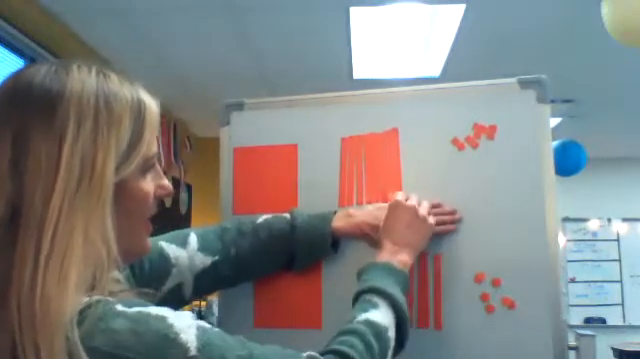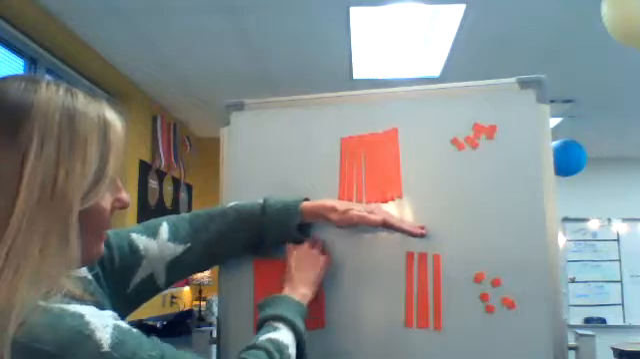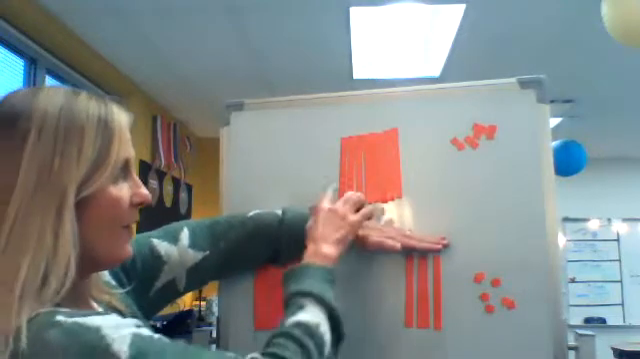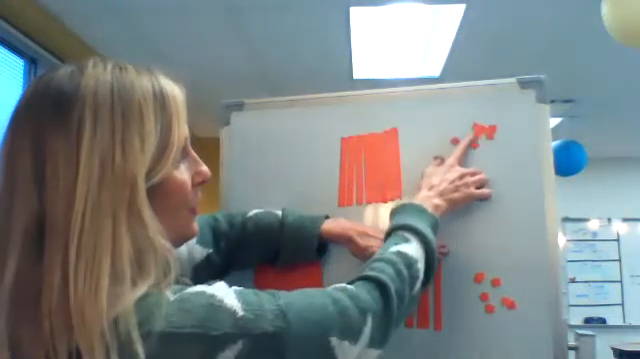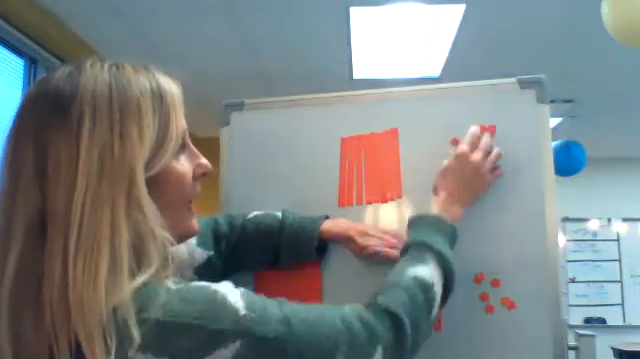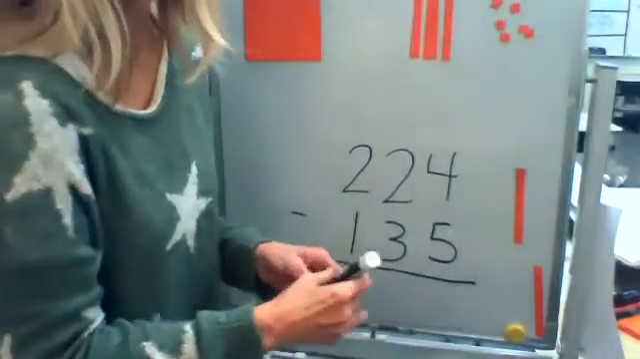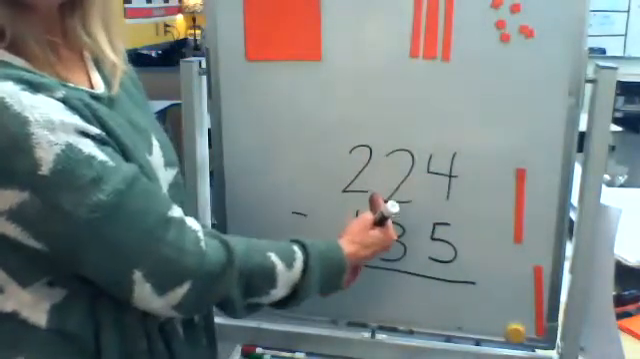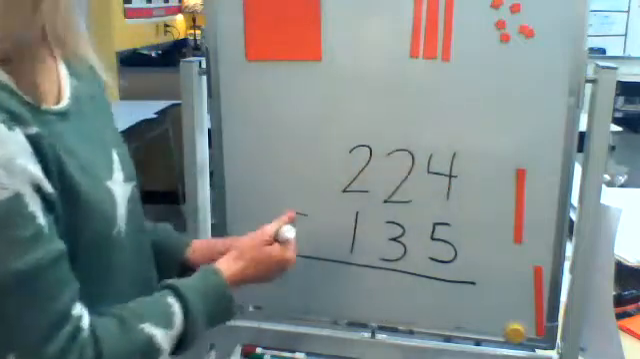Just like so. And then I have 100. I want to take 100 away from this number. And there I am. Our final answer is 89. Let's see what that looks like when we use just numbers, and what I do to show that I'm borrowing from one place value place and putting a group of 10 into the next one.